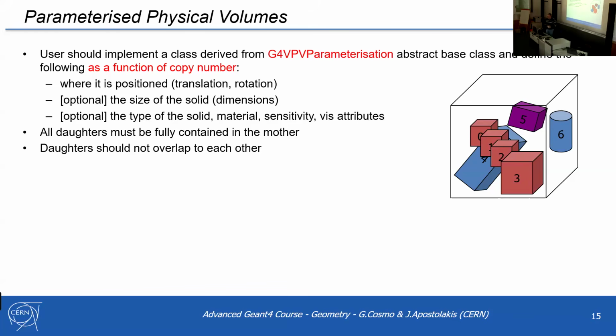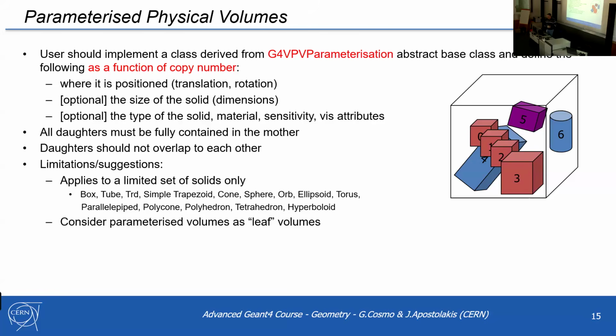So all daughters must be fully contained in the mother. You must avoid situations where they either overlap each other or protrude from the mother volume. There are some limitations that apply because parameterization applies only to a limited set of solids. So you have here a list of solids where you can apply parameterizations. Not all solids that Geant4 defines can be parameterized. It's a rather wide set, but they are not all. So you have to take this into account.